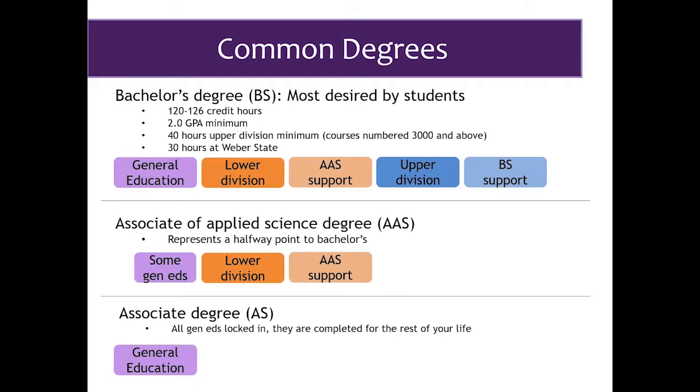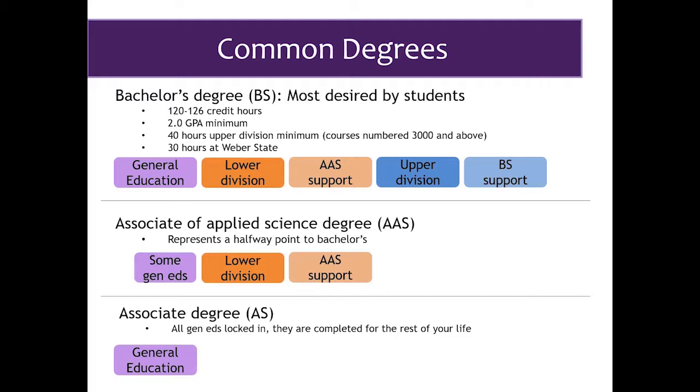School of Computing degrees are organized into 5 parts: the general education courses, or Gen Eds, the lower division degree courses, those whose course numbers are 1 and 2,000 level, the AAS support courses, those which are typically taught outside the department or program, but are still needed for the degree, the upper division degree courses, and additional support courses for the BS degree. Associate of Applied Science degrees, or AAS degrees, typically represent a halfway point to a bachelor's degree. They have some Gen Eds, all the degree lower division, and all the degree support AAS courses.